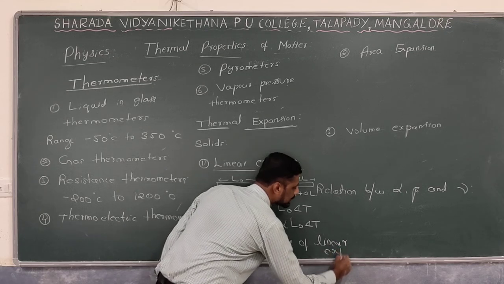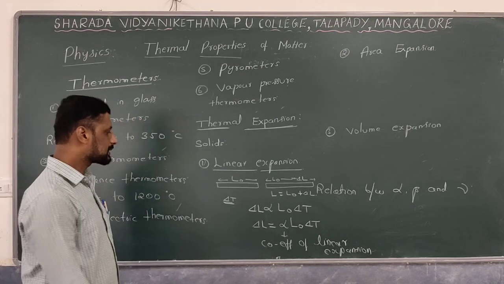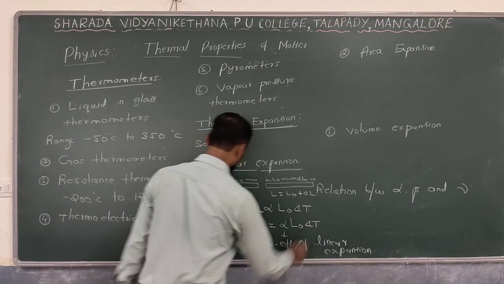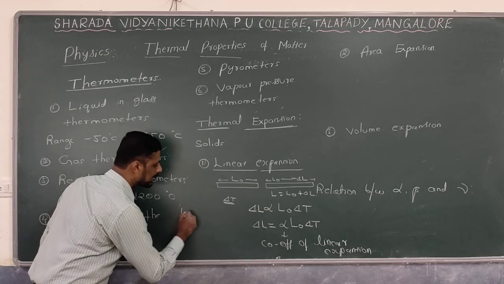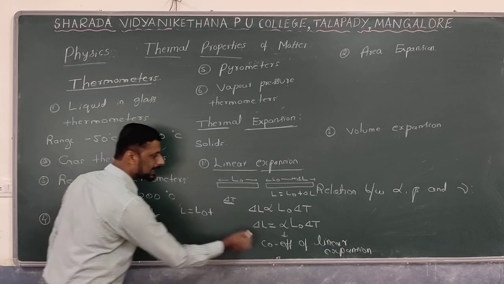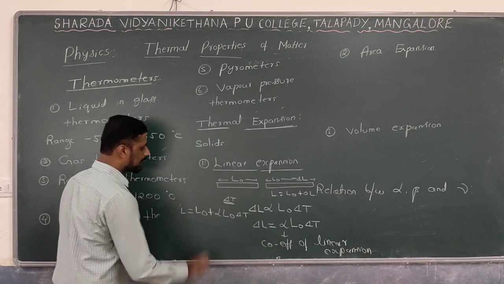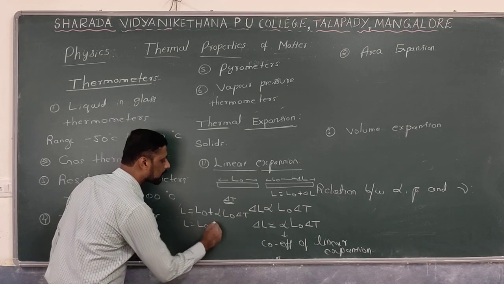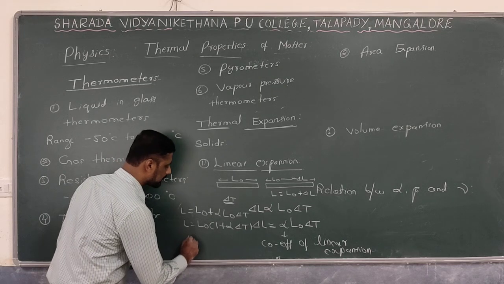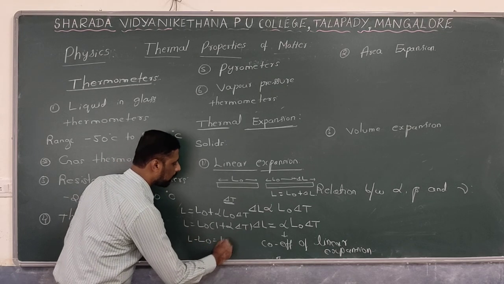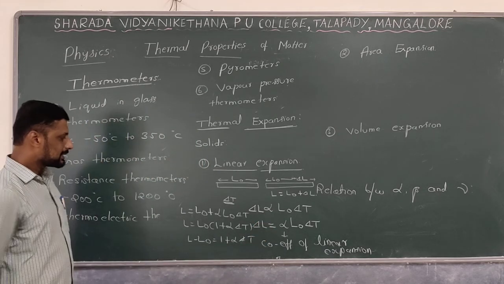The extent to which there will be an increase in length is indicated by alpha, which is called the coefficient of linear expansion. What is the formula for alpha? So now I can write the formula for final length. Final length can be written as L is equal to L0 plus delta L, that means alpha into L0 into delta T, or it can be written as L is equal to, taking L0 common, L0 into 1 plus alpha into delta T. So this is the other form.